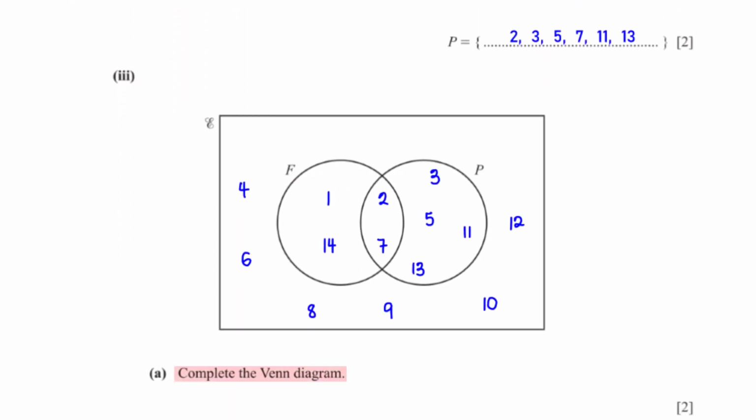Complete the Venn diagram. First, we start by listing the elements common to sets F and P, which are 2 and 7. After listing out the elements common to sets F and P, we see that the remaining elements in set F are 1 and 14. And the remaining elements in set P are 3, 5, 11, and 13. So now we can list out the elements that are in the universal set but cannot be found in either set F or P. These are 4, 6, 8, 9, 10, and 12.